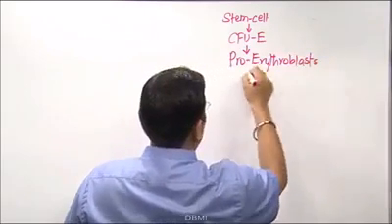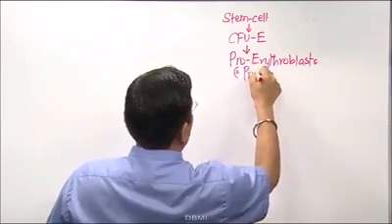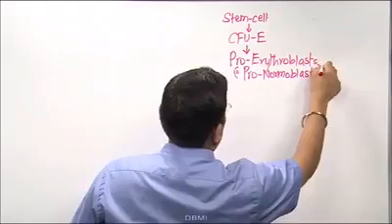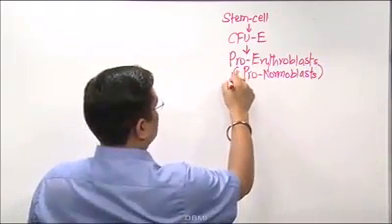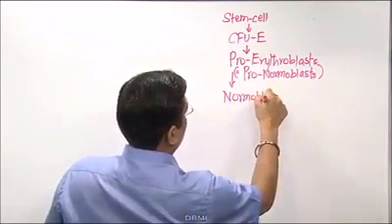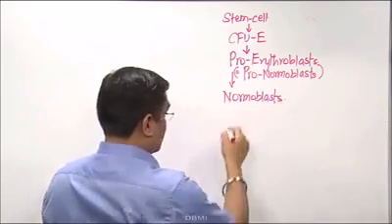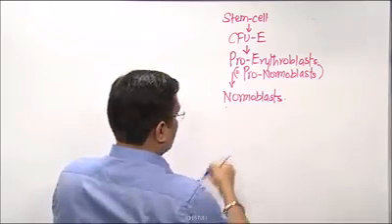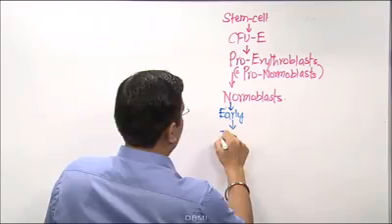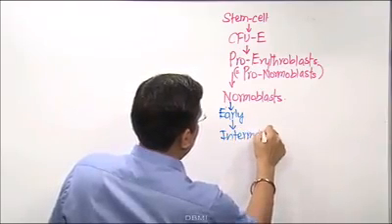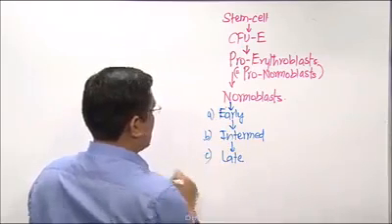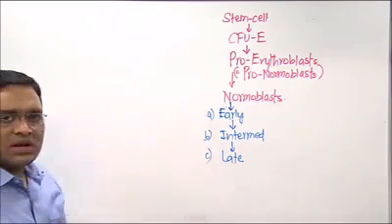Proerythroblasts, also known as pronormoblasts. From proerythroblasts or pronormoblasts, they will form normoblasts. Normoblasts have three phases: early, intermediate, and late. So these are the three phases of normoblast: early, intermediate, and late.